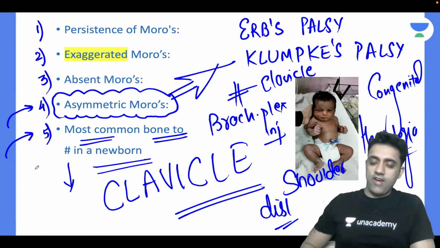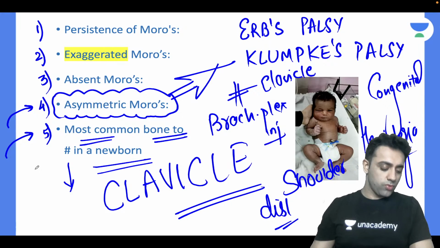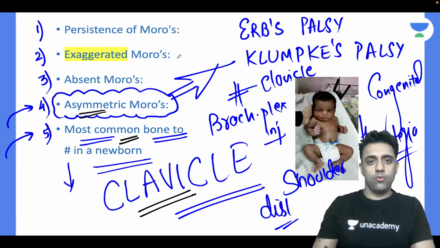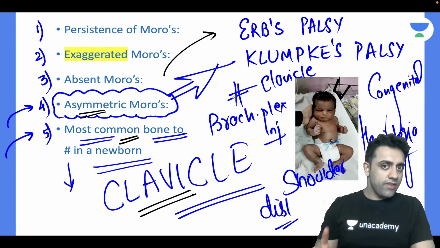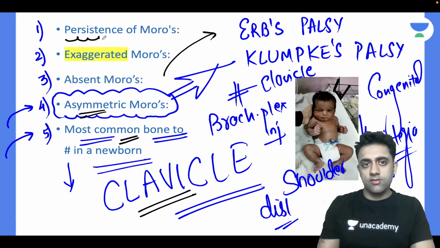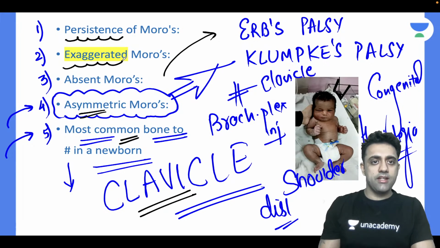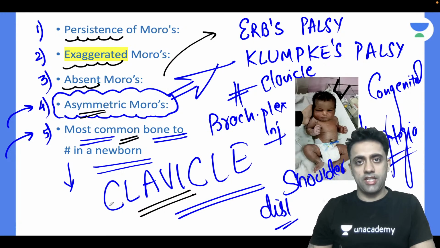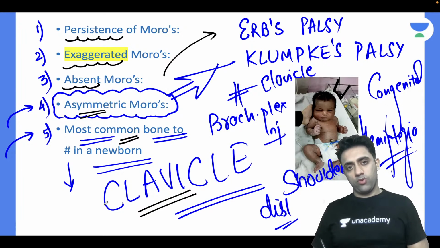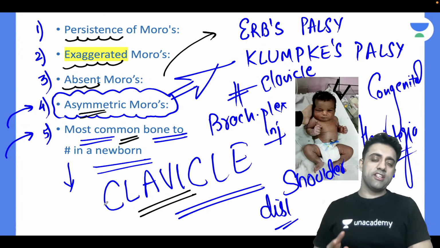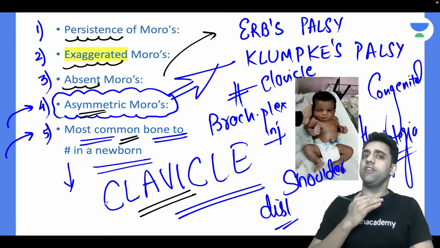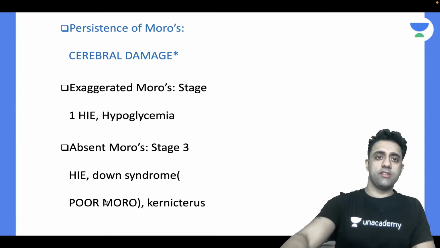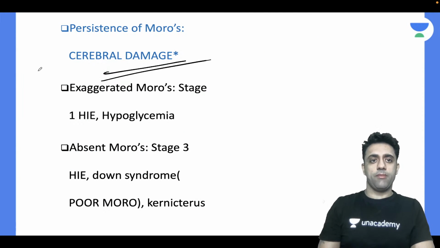Very good. So 5 questions we had. First question was over. Most common bone to get fractured in a newborn is clavicle. Asymmetric Moro reflex causes we wrote. Now very important, something known as persistence of Moro reflex, exaggerated Moro reflex, and absent Moro reflex. Now this is a very nice question they have asked. One is persistence of Moro reflex. Normally, the Moro disappears by how many months? 6 months. If it is persisting for 8, 9, 10, or 12 months, then the first thing you will think of is cerebral damage.